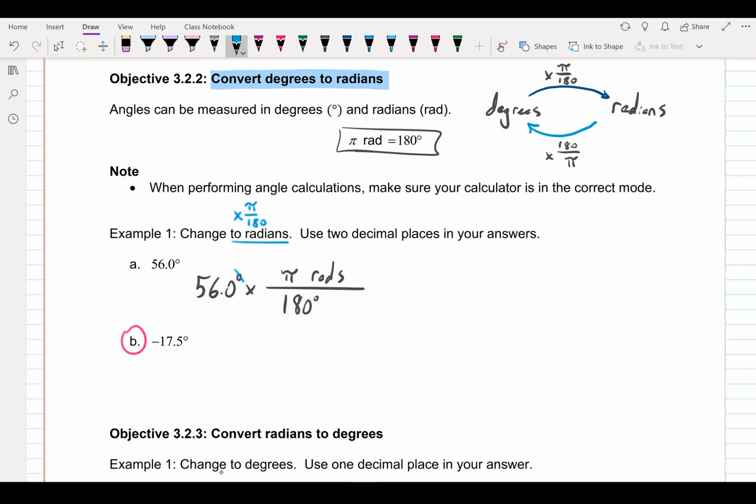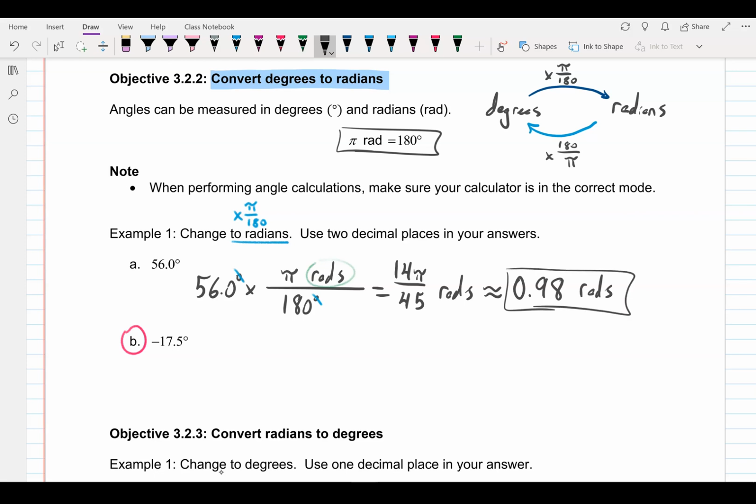The reason it works is that the degrees symbol will cancel and our final answer will be given. If you calculate 56 times pi over 180, some calculators will give 14 pi over 45. That would be how many radians we're left with. But most calculators won't, and it's perfectly fine if we just round to the closest 2 decimal places. So 0.98 radians. Radians is our unit here.